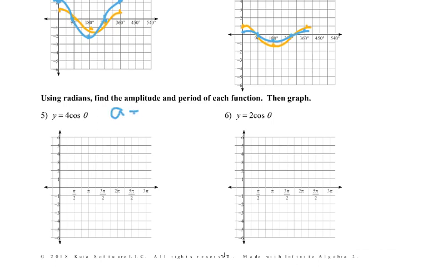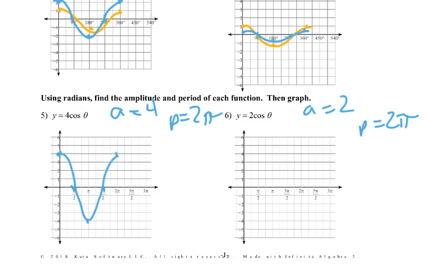Okay, amplitude of 4, period of 2 pi. This one had 2 and 2 pi. Okay, so instead of starting at 1, we start up at 4. And at pi halves, we're at 0. At pi, we're down to -4. 3 pi halves, we're at 0. And 2 pi, we go back up to +4. So it looks like that. Okay. Again, our parent graph would look like this.